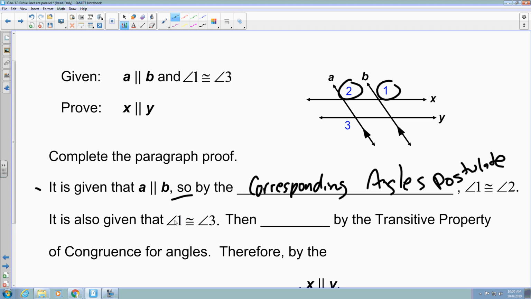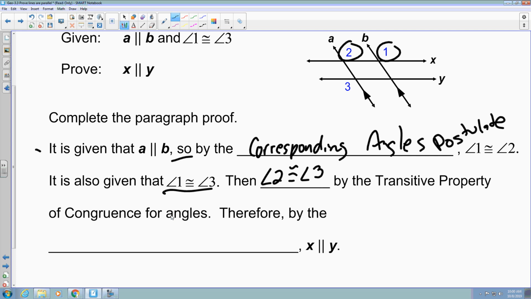It is also given that angle 1 is congruent to angle 3 right here. Then, by the transitive property of congruency of angles, we can now say that angle 2 is congruent to angle 3. Therefore, now if I look at 2 and 3, those are alternating exterior angles. Since they're alternating exterior angles and they're congruent, we can now say that x is parallel to y.